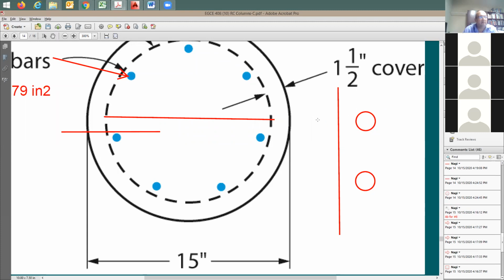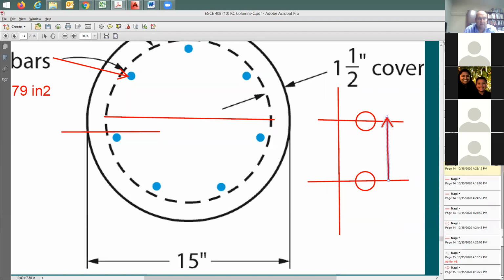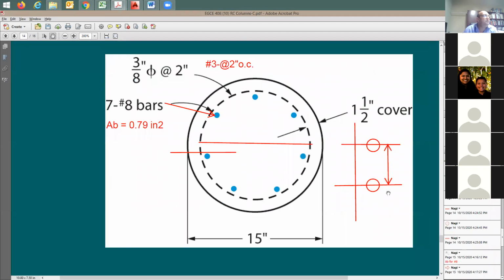The spacing from this line, which is the center of the spiral, to this line is how much? Anyone recalls? You guys recall the spacing? Is it 3 inches? 2 inches. Is it 2 or 3? Forgot. It says here number 3 at 2 inches. So S is equal to 2 inches. This is going to be S.